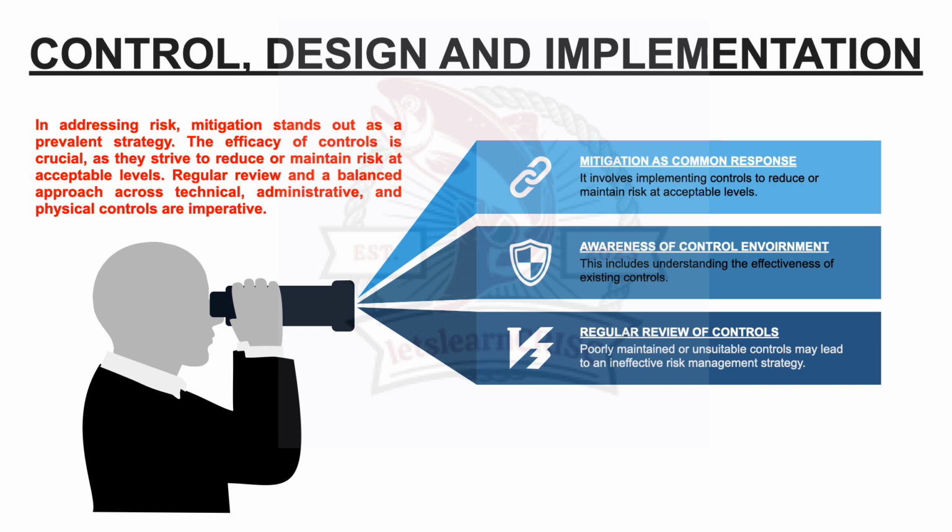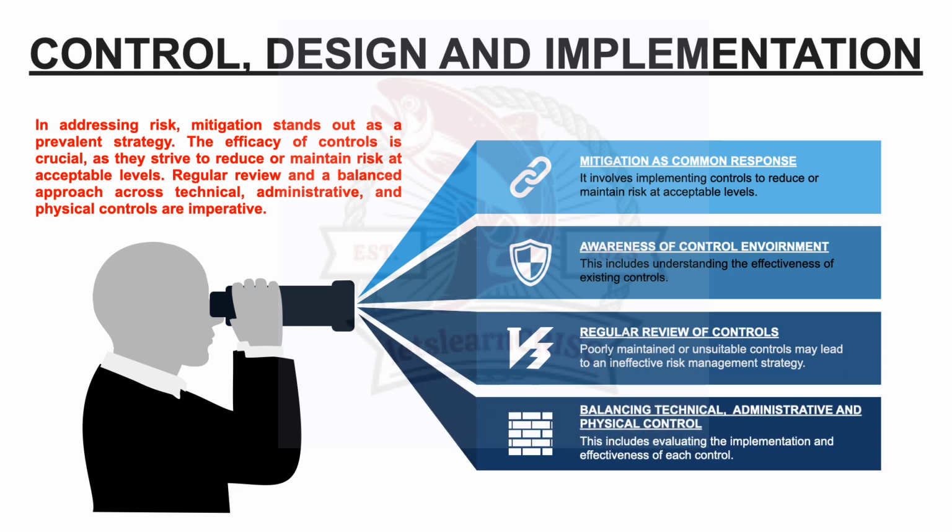So, if you find out that your special move does not work well anymore or the rules are outdated, you need to fix them. In the real world, it means making sure your strategies for handling the risk are still effective. Next, about balancing technical, administrative, and physical controls. It includes evaluating the implementation and effectiveness of each control.